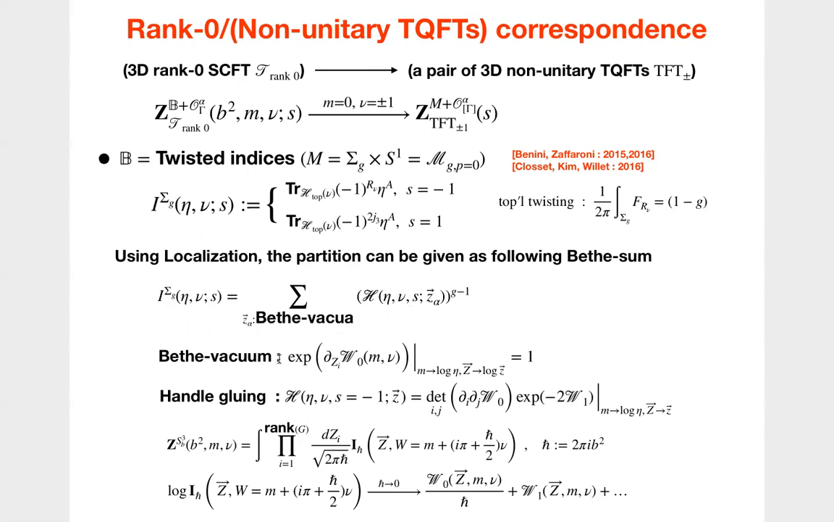And these Bethe vacua are given by this algebraic equation extremizing the twisted superpotential. And one way to define the twisted superpotential is that we consider the localization integration of a sphere partition function, and then take the limit where the Planck constant goes to zero of this integrand, and this leading part is the twisted superpotential, and the next leading part is called W1, etc. And by extremizing this twisted superpotential, we can obtain the Bethe vacua, and then the handle-gluing operator basically corresponds to the W1 part, and then by weighting and summing, we obtain the twisted index.